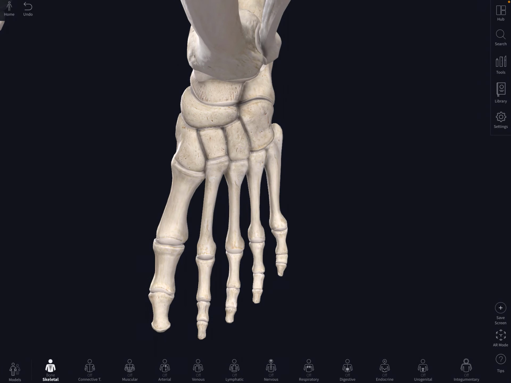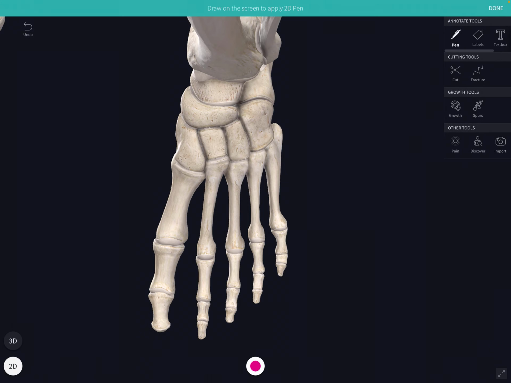Okay, so what we're going to have a look at now are the metatarsals. And we've got 5 metatarsals. So if I just bring up my pen, first, second, third, fourth, and fifth metatarsals. We'll have a look at the first and the fifth separately because they are slightly different. So thinking about the second, third, and fourth metatarsals, what are some of the key anatomical features of these?